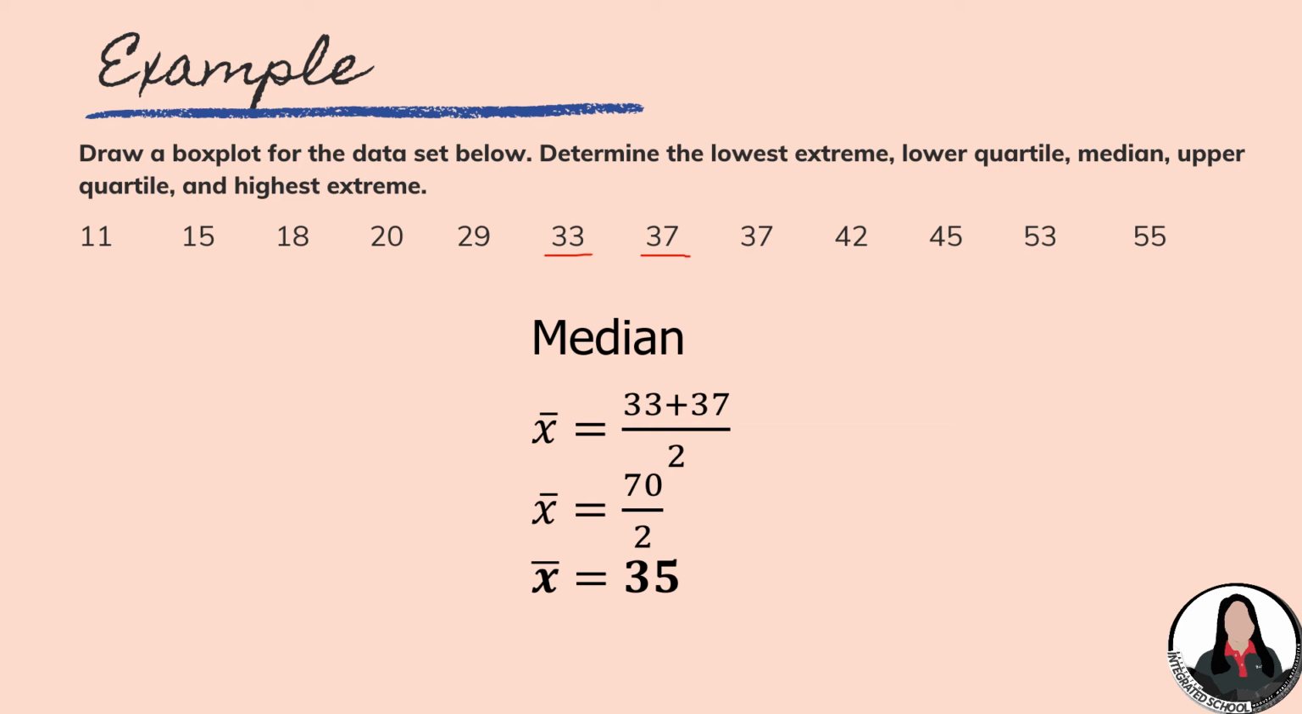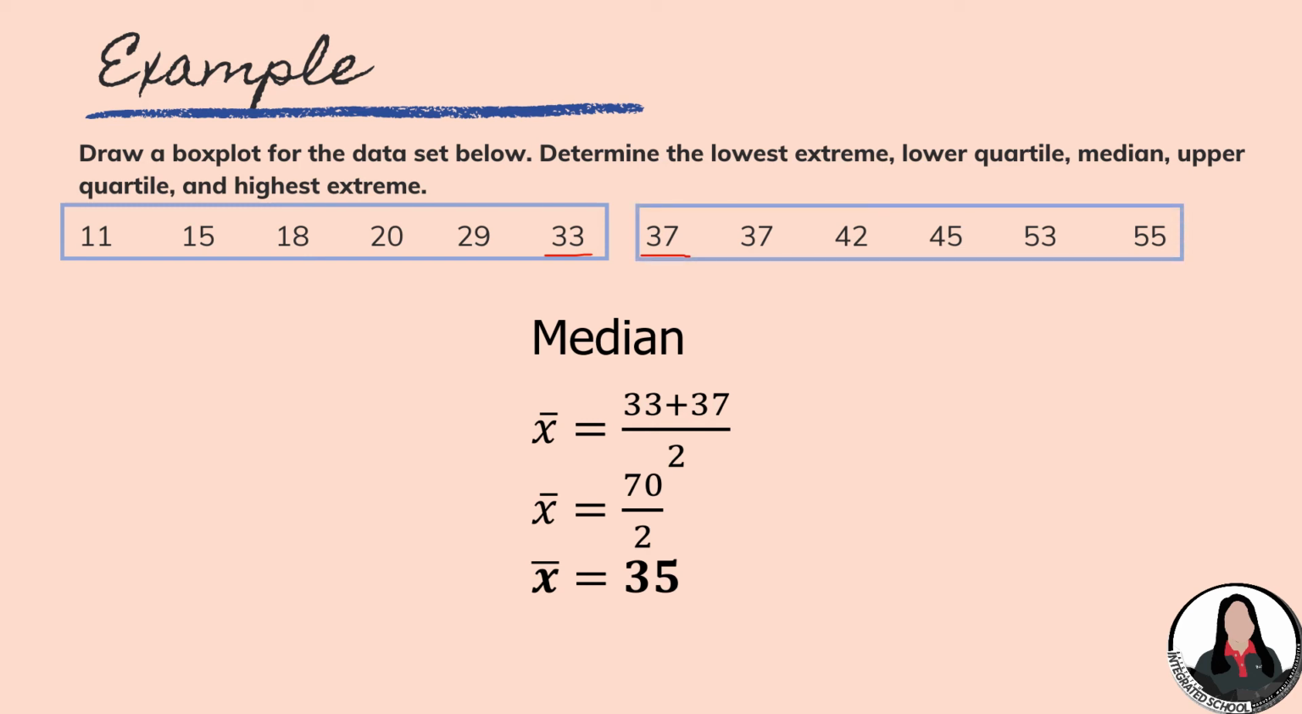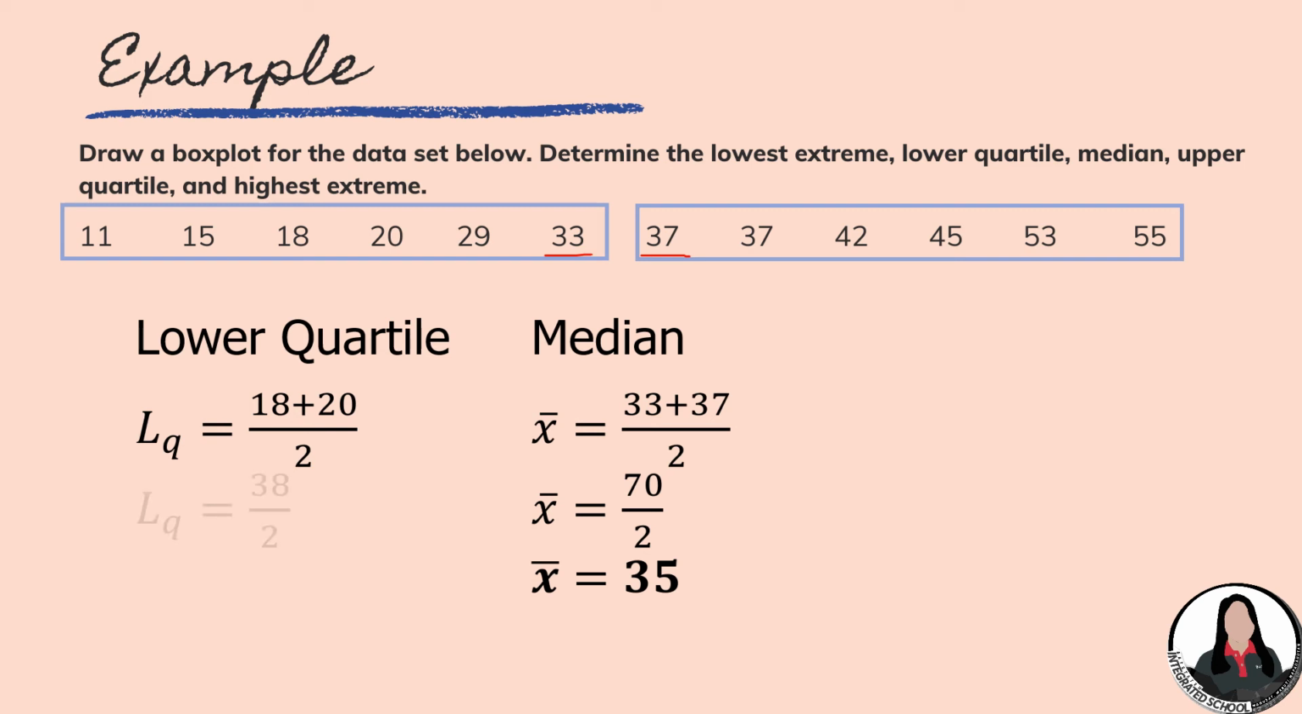So we have the lower half, which are scores from 11 to 33, and the upper half, which are scores from 37 to 55. Okay, so now, for us to get the lower quartile, we have to get the median of the lower half. So the lower quartile is equal to 18 plus 20 since sila yung dalawang pinakagitnang scores all over 2. So that is 38 all over 2, which means lower quartile is 19.